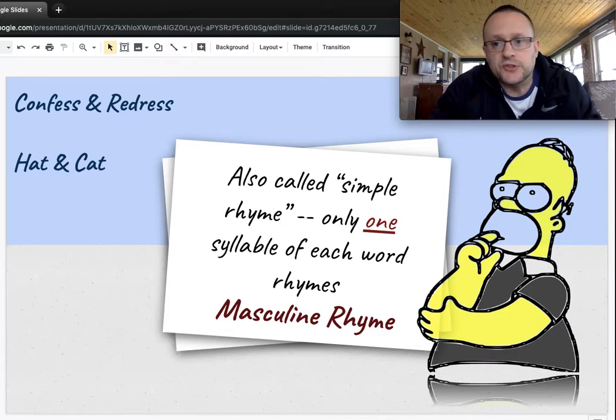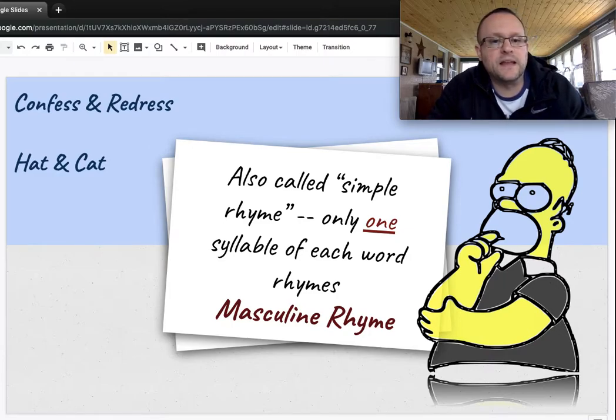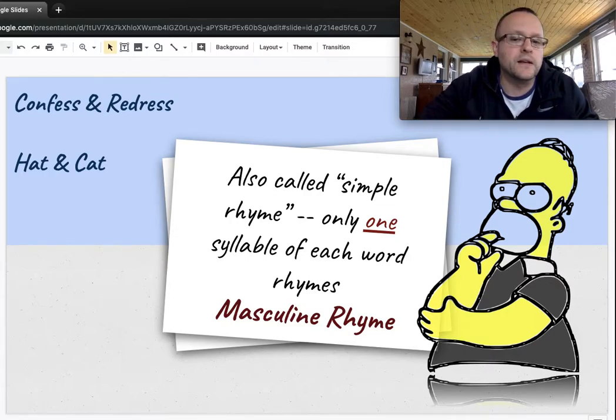Masculine rhyme is also sometimes called simple rhyme, and this is when only one syllable of each word rhymes, and generally that's going to be the last syllable within a word. So it could be one syllable words such as hat and cat, or it could be two or more syllable words like confess and redress. So confess, redress, they rhyme because you have that ESS sound going on in both, and hat and cat is pretty obvious. And it's not that they're not good rhyming words, but they're just considered masculine, a simple form of rhyme. It's not something that's overly complicated or sophisticated. So one syllable of each word rhymes.